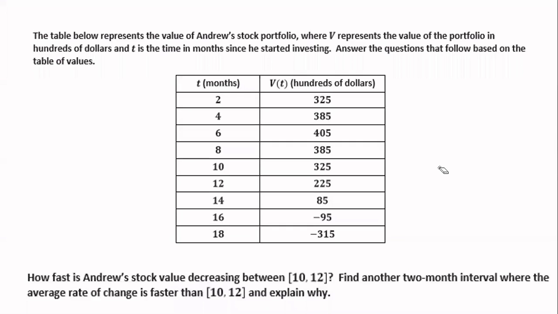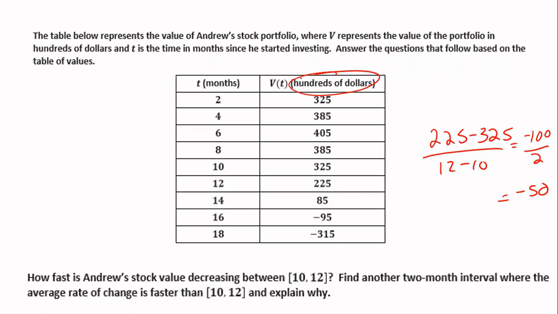All right. So how fast is it decreasing between 10 and 12? All right. So that's slow. 225 minus 325 over 12 minus 10. That's negative 100 over 2. So that's negative 50. That's hundreds of dollars per month. That's not good. Yeah, that's very, very not good.